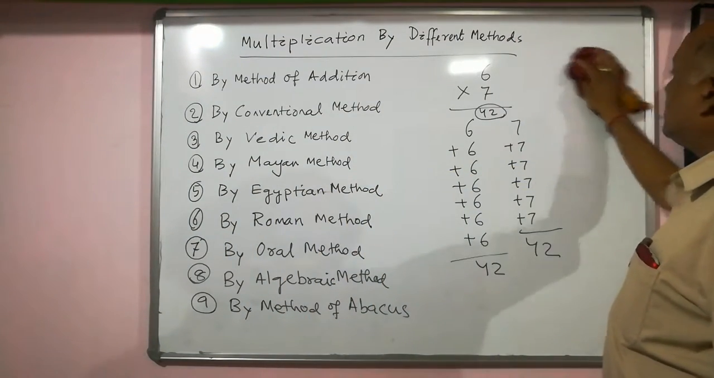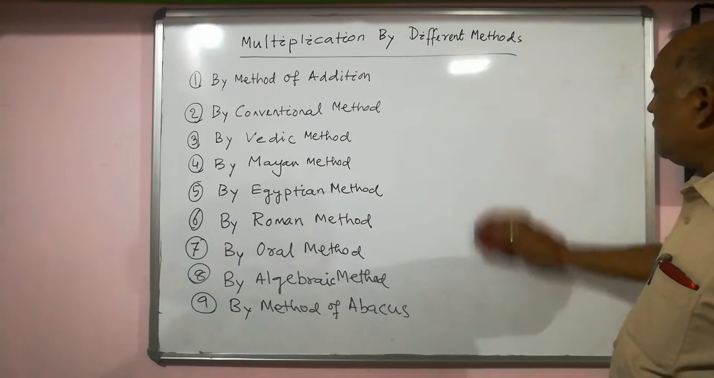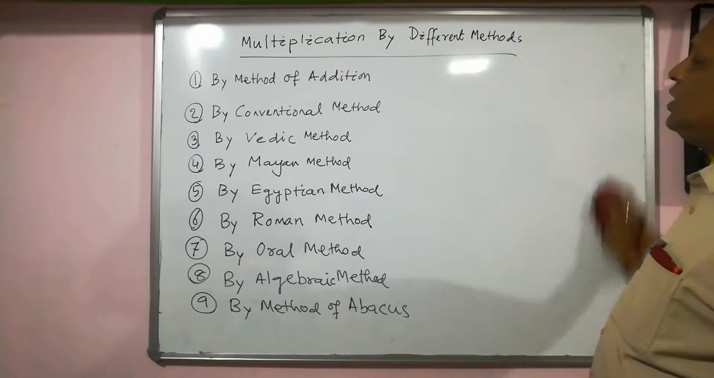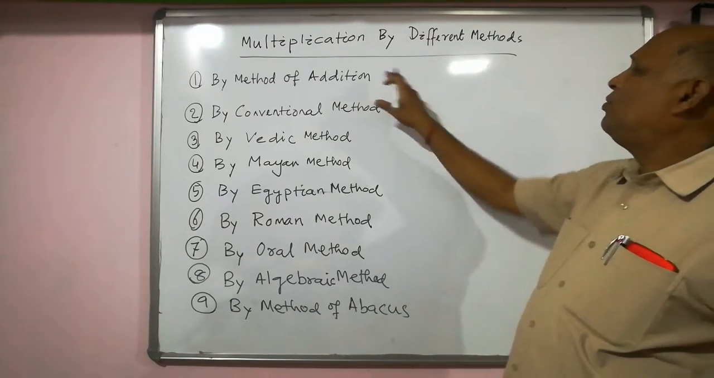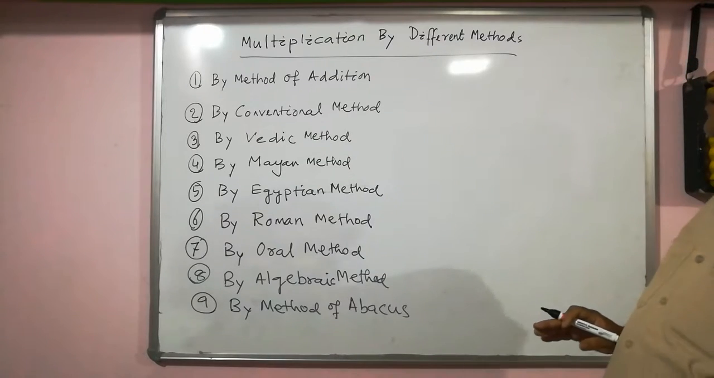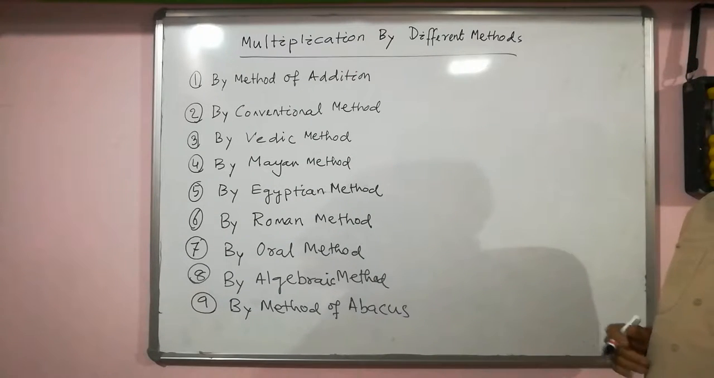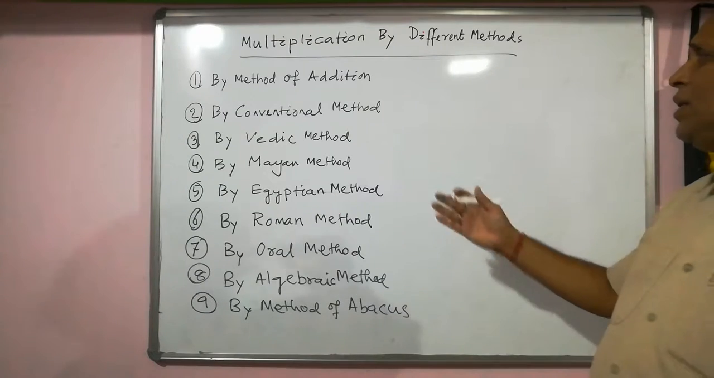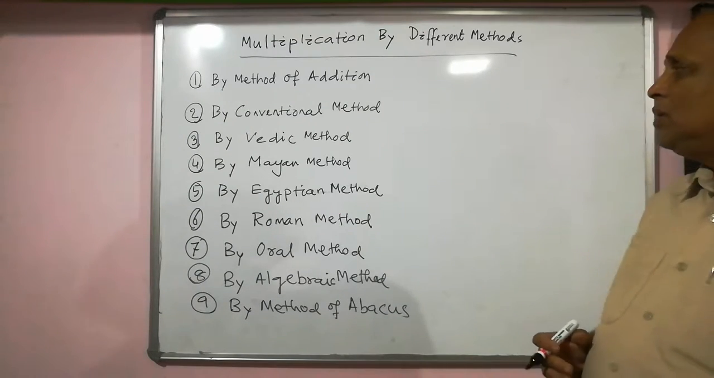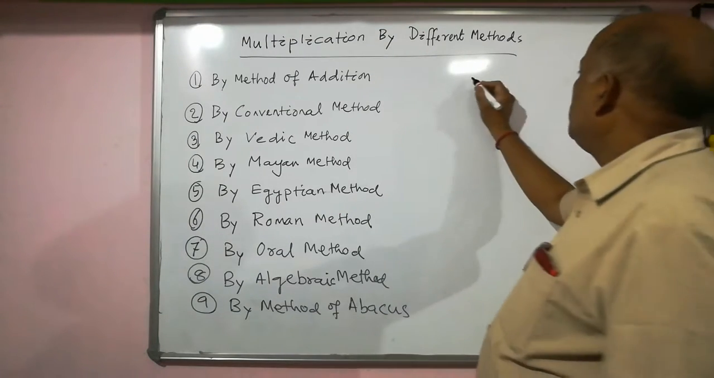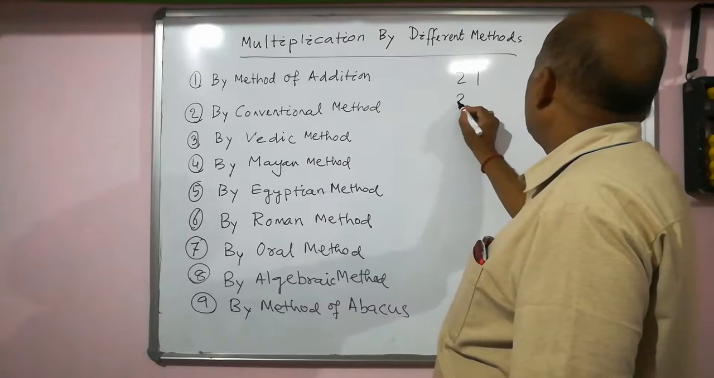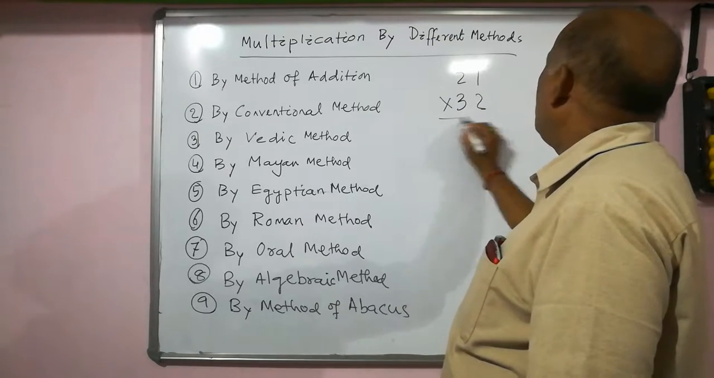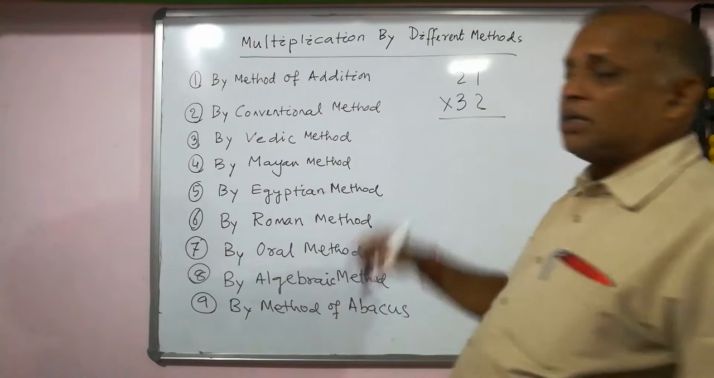By method of addition, we are able to multiply 2 digits, and it is very good for single digit numbers. But when it goes to double digit or triple digit numbers, it is somewhat difficult and a time consuming method. Now conventional method, what do we do? Suppose we are doing 21 into 32. Now I am going to the second part, the conventional method.